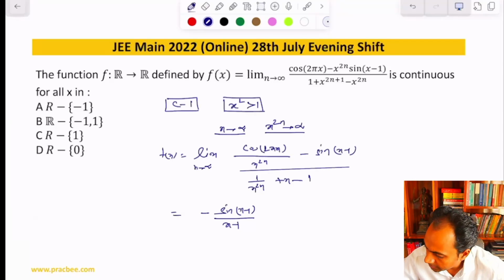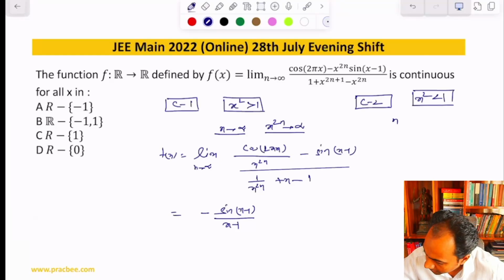Then there can be a case 2, when x square is smaller than 1. If this happens and n tends towards infinity, if I put a very big power over x square, this value will actually be equal to 0.